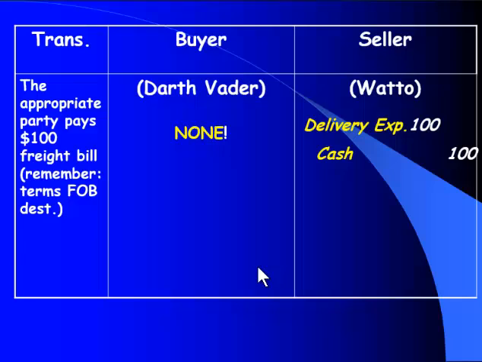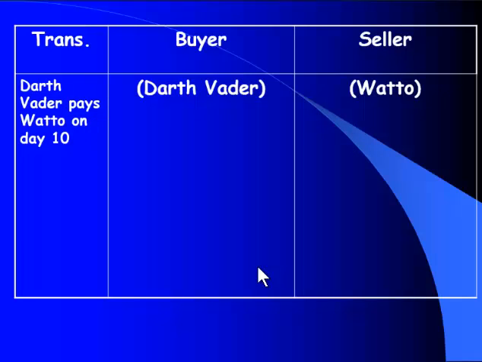Darth Vader pays on day 10. How much does he owe? $87.30. So now he's just like a Chapter 2 entry, isn't he? Paying off an amount that he owes. What do we have less of? What's one thing? Less accounts payable. That's my liabilities. Liabilities go down then with a debit. What else do I have less of? Less cash. An asset goes down with a credit.